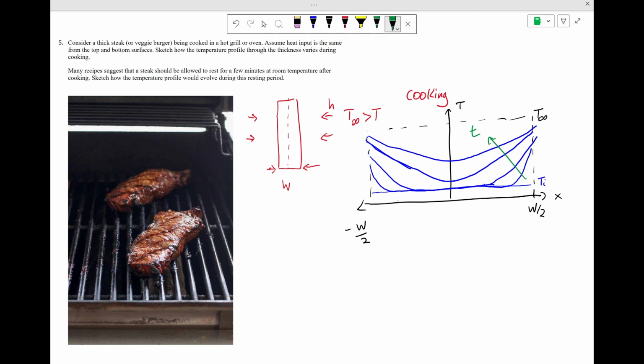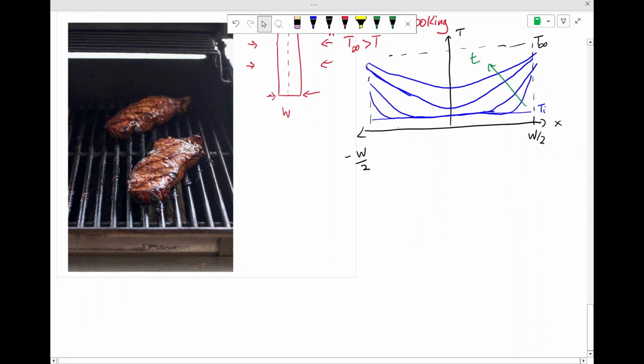Okay, so there's this note, if you read recipes, that you should actually allow a steak to rest for a few minutes after you cook it, before you serve it. And that has to do with this dip in the temperature profile shown there.